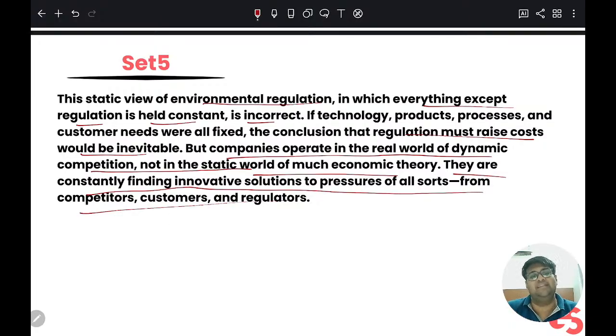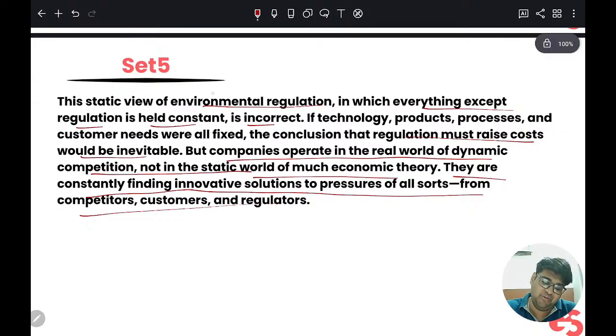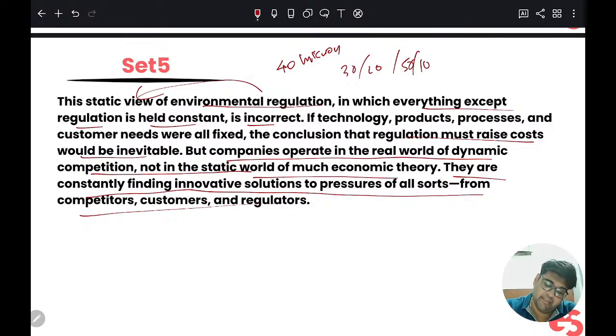customers. Now, what are they saying? According to this view of environmental regulation, they have a static view: everything except regulation should be changed, and regulation is always constant. How can you say that? Earlier, let's say the problem was due to 40 micron plastic that was polluting. Now it's 30 or 20 or maybe 50 or 100. So if the regulation is not changing, how will it give a good impact? That is the important thing.